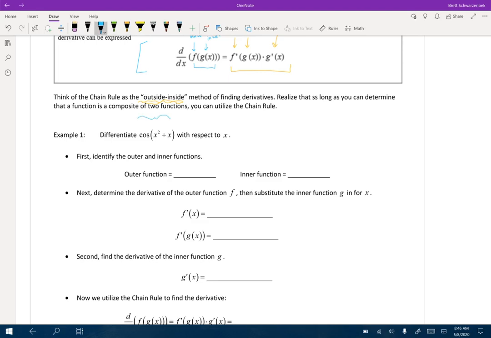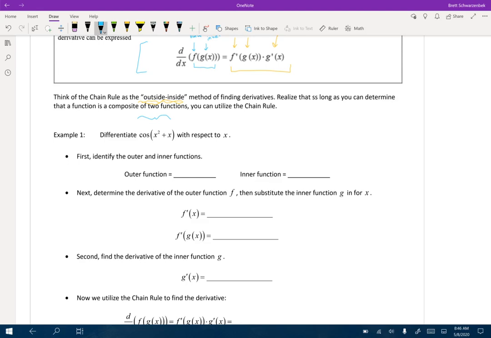Note, if you were just given cosine x, you would easily be able to find the derivative without the chain rule: negative sine x. There's not really any function embedded in the function, it's just a generic function. Now we have another function, x squared plus x, that is embedded in the cosine function. So let's identify the outer and inner functions.